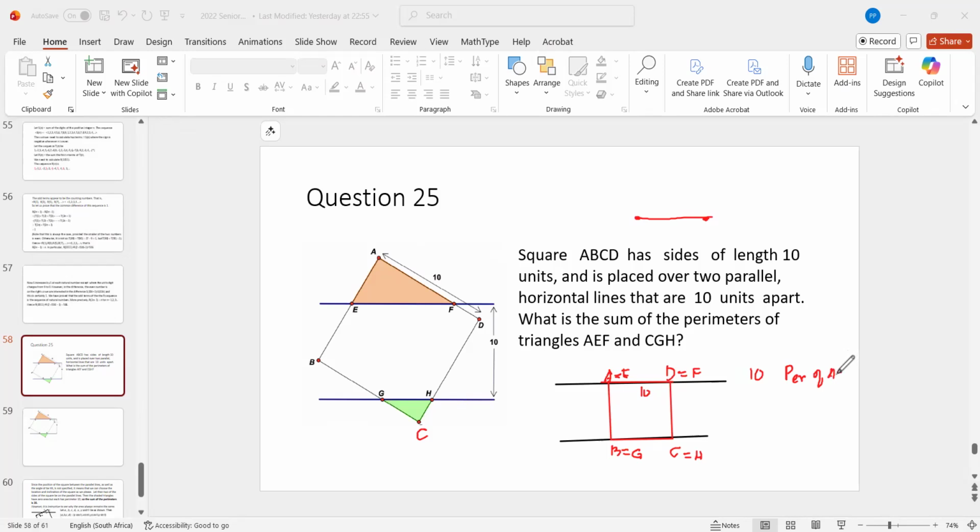AEF, and the same thing at the bottom. This is the perimeter of CGH. That's that triangle, that triangle. So your answer is 10 plus 10, which is 20.